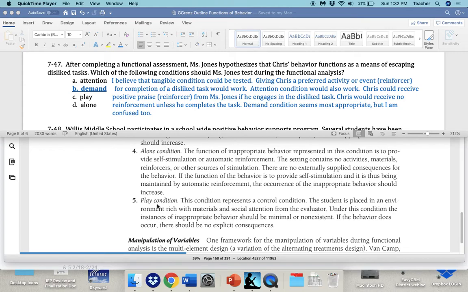And then the play condition, it says this is our control. So they get materials, they get attention, and they get no consequences. They can do their inappropriate behavior. I don't understand.